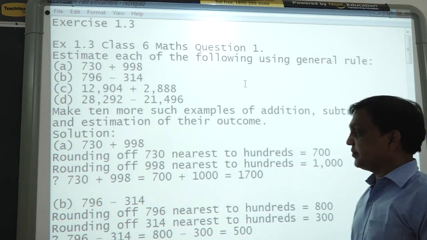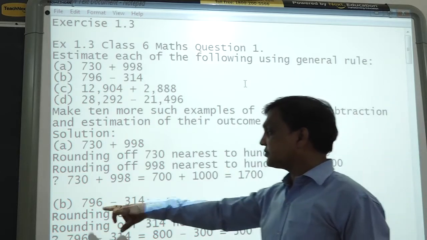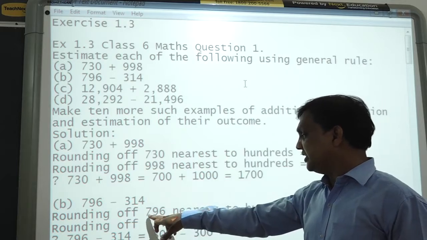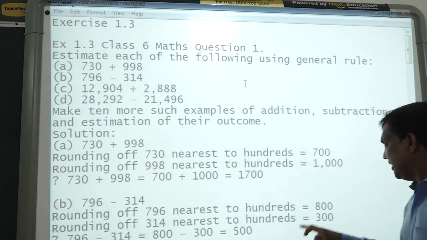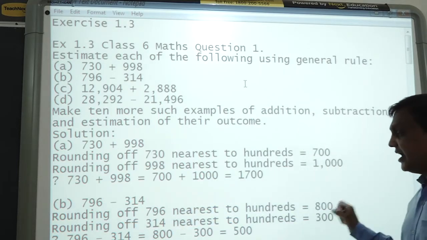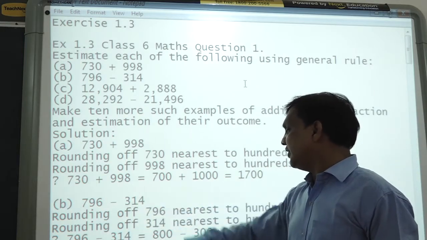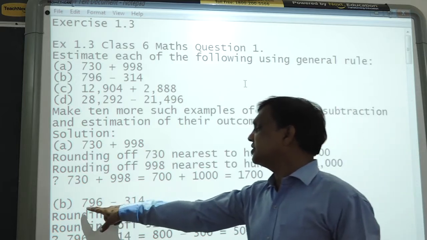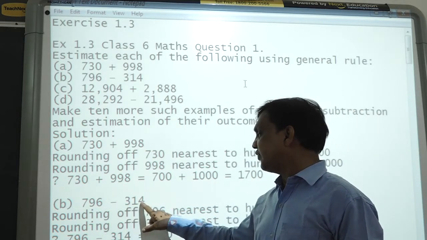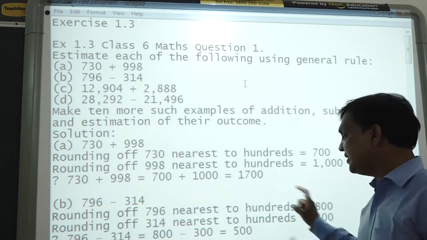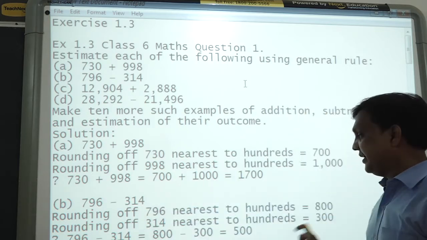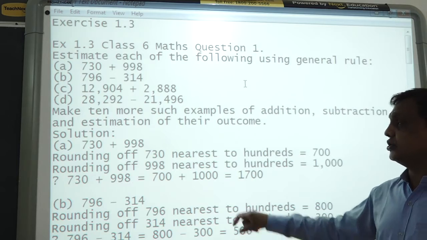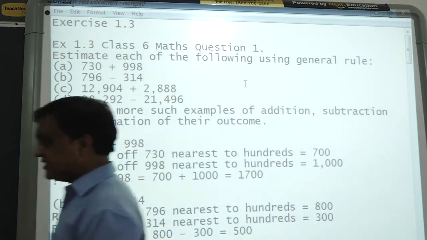Now the second question. The second question is 796 minus 314. Rounding 796 to the nearest hundred, it becomes 800. And 314 when you round off becomes 300. So 800 minus 300 is equal to 500. So this was the second question. Now we will see the third question.